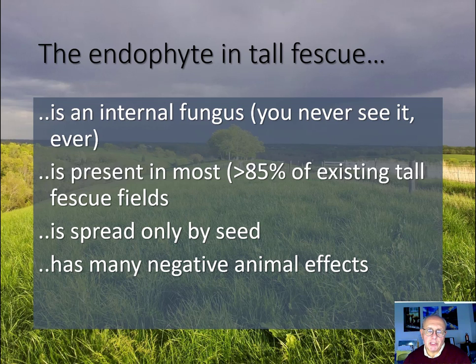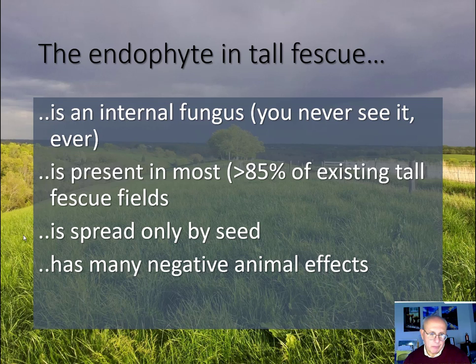So the endophyte in tall fescue is an internal fungus. You never see it, unless you're growing it out in a petri plate in laboratory conditions. So in the real world, out at the farm level, you're not ever going to see that fungus outside the plant. It's present in most of our tall fescue fields in Kentucky. It's spread only by seed, and that third point right there is very important.